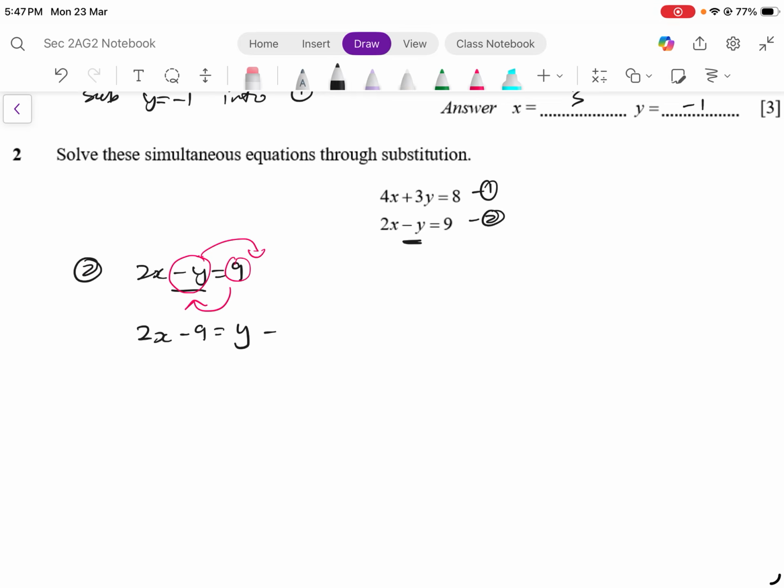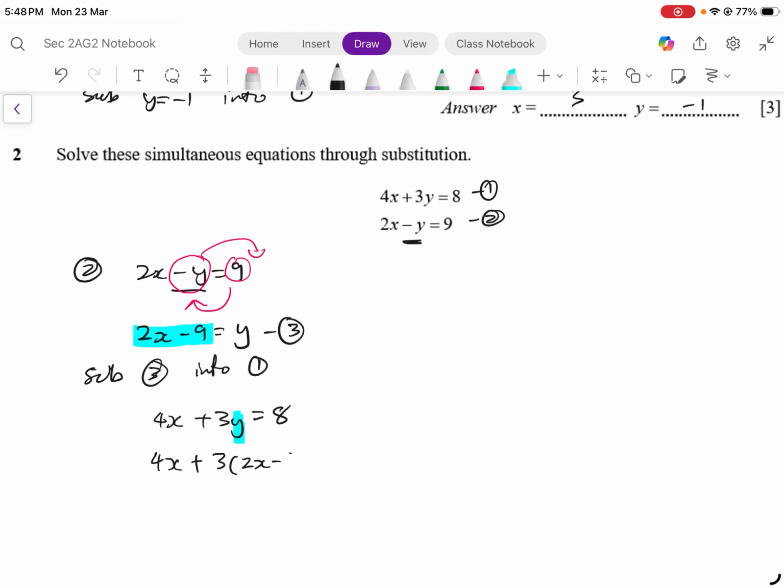So I'm going to replace the 3y with 2x minus 9. 4x plus 3 bracket 2x minus 9 equals 8. So 4x plus 6x minus 27 equals 8. 10x equals 8 plus 27. You will get 35. So x equals 35 divided by 10, which is 3.5.